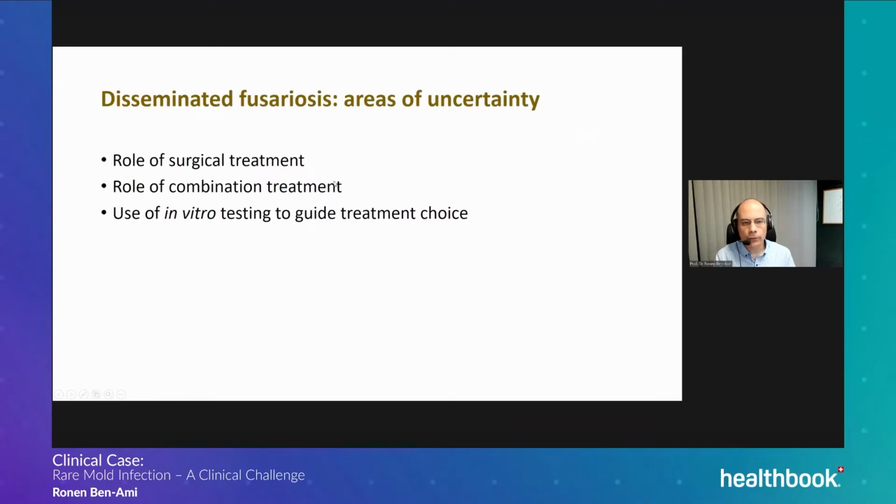So there are many areas of uncertainty with fusariosis. What is the role of surgical treatment? You saw that we used it to some effect in this patient, but not on all of the lesions. What is the role of combination therapy? How do we use in vitro testing to guide treatment choice? And do we need new modalities of in vitro susceptibility testing? And I think there's still much to do and much to learn about fusarium.